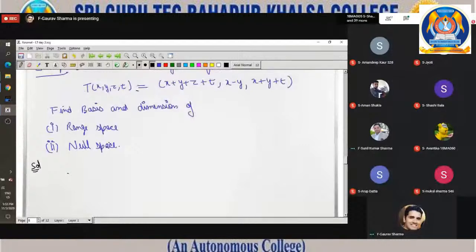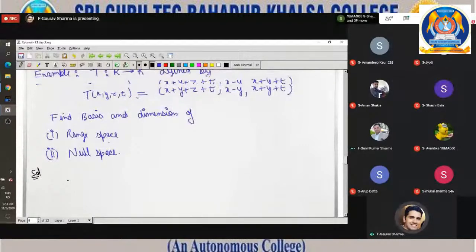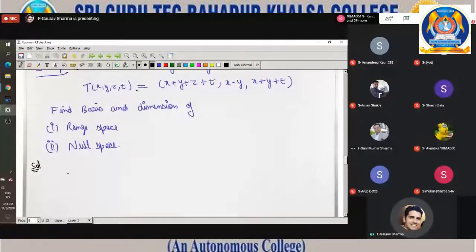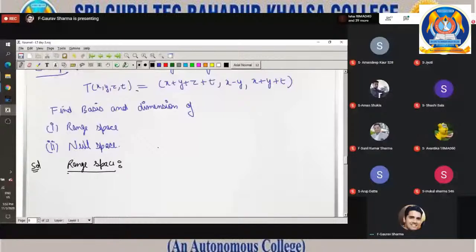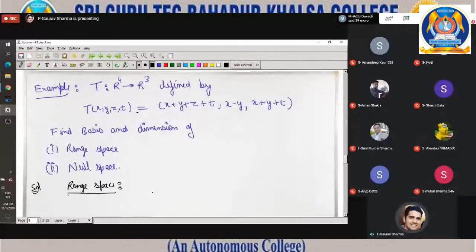Let us move to the next definition, very important: the kernel of a linear transformation. If V and W are two vector spaces and T is a linear transformation defined from V to W, then the kernel N of T is defined as the set of all x belonging to V such that the image of x is the zero vector in W. Means all those x whose images are the zero vector in W.